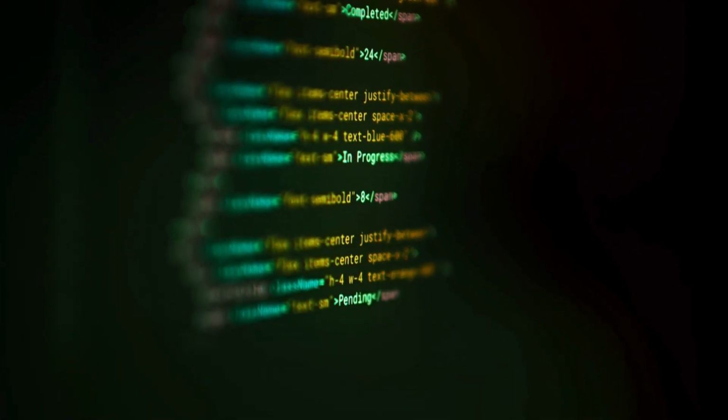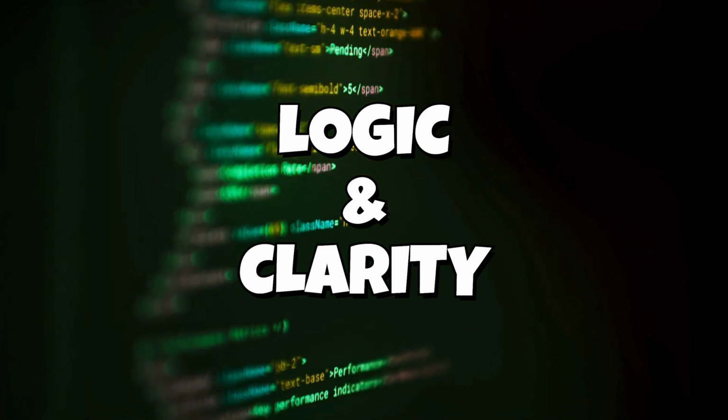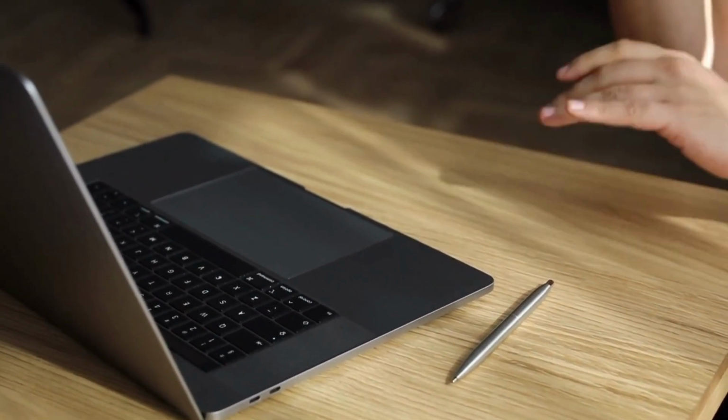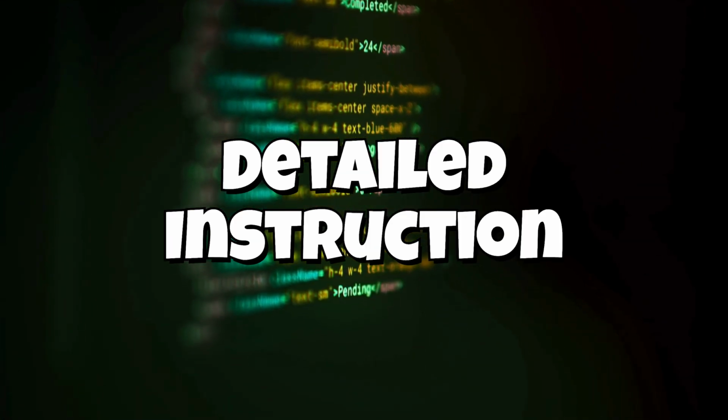If you think programming is about solving complex mathematical equations, your idea is mistaken. Programming is fundamentally about logic and clarity, not high-level calculation. So, if it's not math, why do our programs often fail? The answer lies in one key concept: detailed instruction.